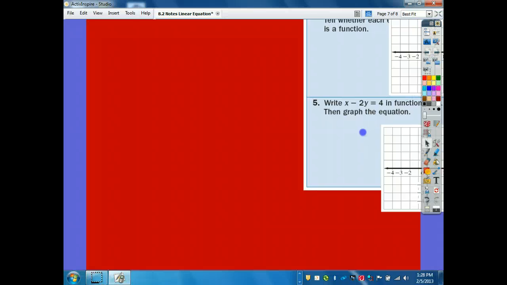Okay, rewrite number 5 off to the side, please, with your assumed 1s in there. So 1x minus 2y equals 4. What do I want to move first? 1x. Okay, how would I do that? That is correct. How do I do it?